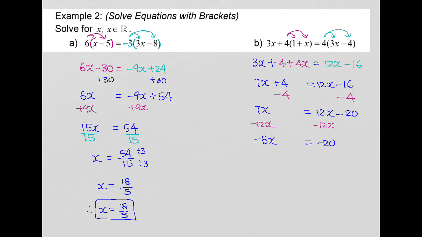equals negative 20. And I want to find what's 1x, so I divide by negative 5 on both sides. Negative 5 divided by negative 5 will become positive 1. That's how we get positive 1x equals negative 20 divided by negative 5, which becomes positive 4. Therefore, x equals 4.